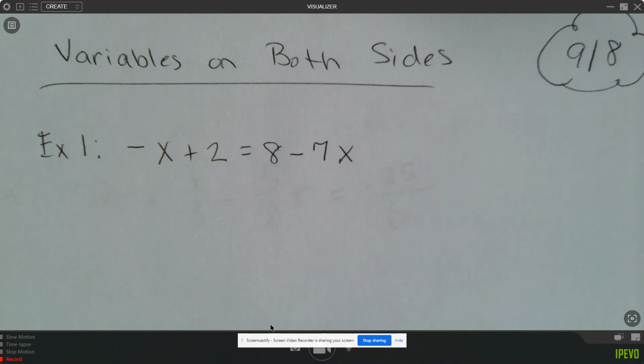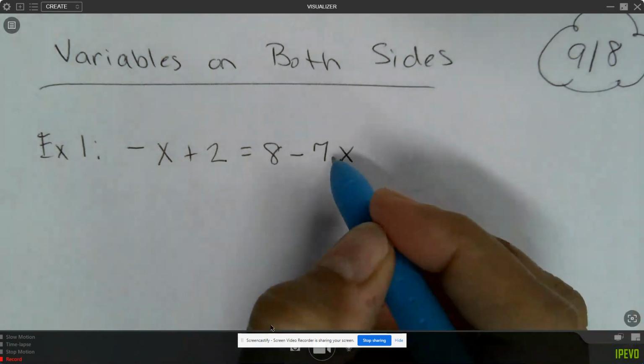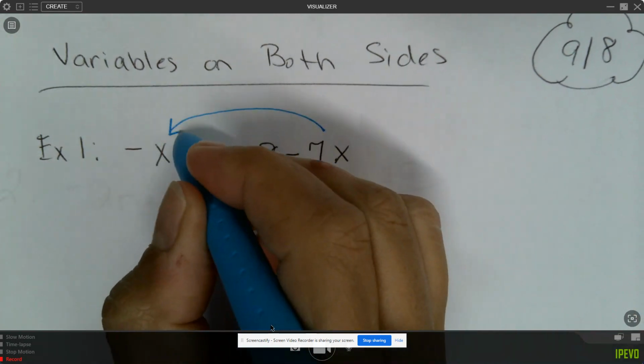So I do want to do some examples of those simpler ones. So what we're going to be doing is just moving the variables across the equal sign. What happens when you have variables on both sides? All right, so again, I'm going to tell you to take the variable that's on the right and move it with the variable on the left.